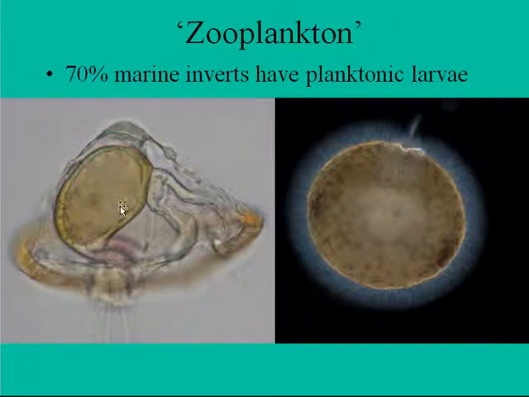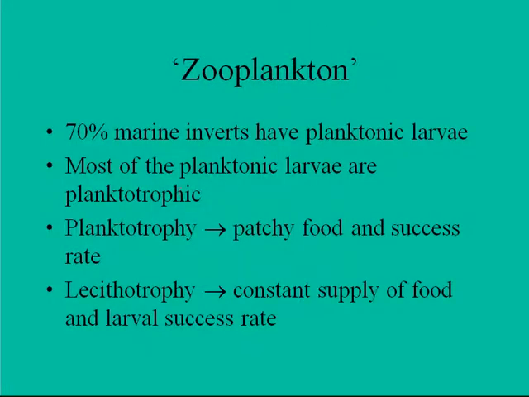This is its gut. And so you can see the difference between the two. These ones are called lecithotrophic, and these ones are called planktotrophic. Troph means eating. Planktotrophic means ingesting plankton, and lecithotrophic, lecitho is egg, and so that means that it is ingesting the yolk from the egg. So here we go. 70% of marine invertebrates have planktonic larvae. Most of the planktonic larvae are planktotrophic. Planktotrophy equals patchy food and success rate.